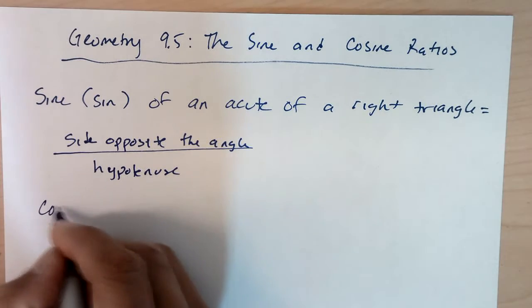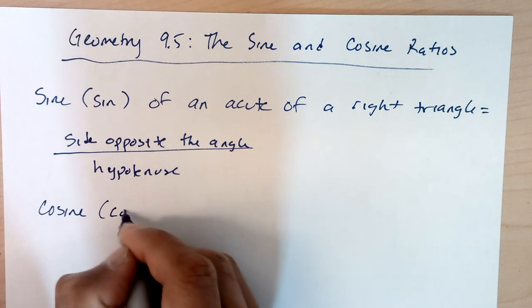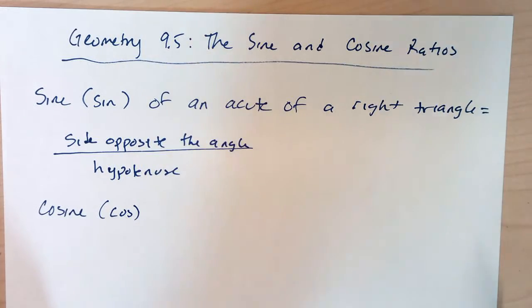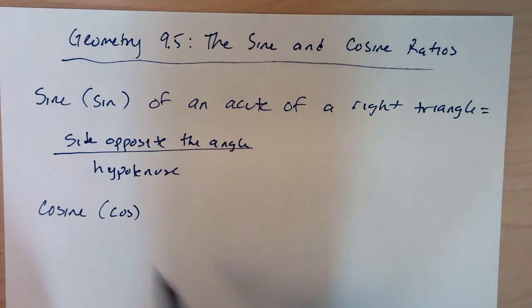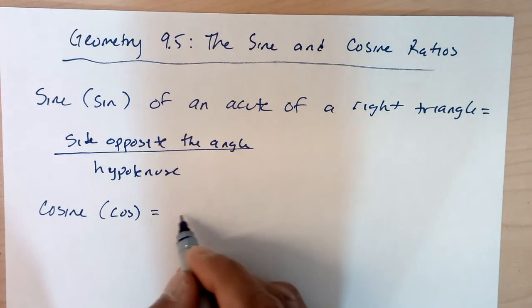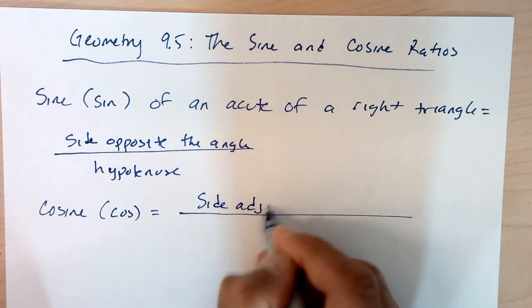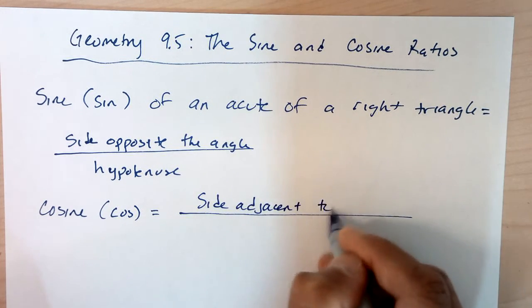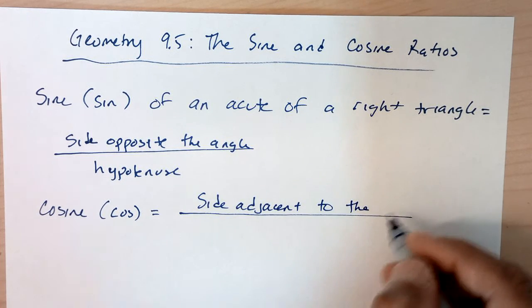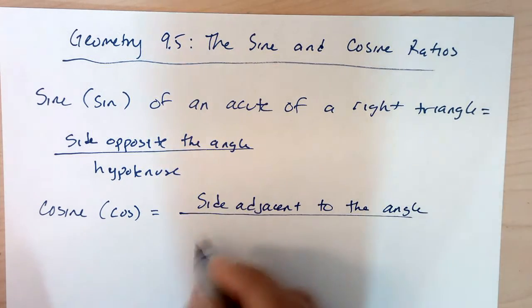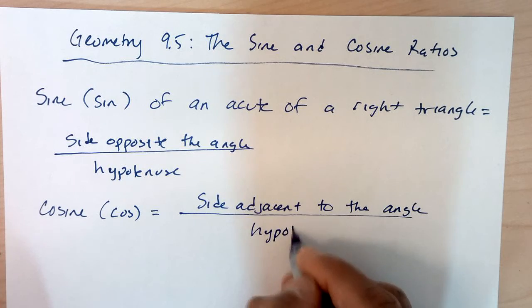And then the cosine of the angle, or we abbreviate it cos. Again, it's the acute angle of the right triangle that you're taking the cosine of, but the cosine is the side adjacent to the angle. Again, when we're talking about the side adjacent to the angle, we're talking about a leg over, or divided by, a hypotenuse.